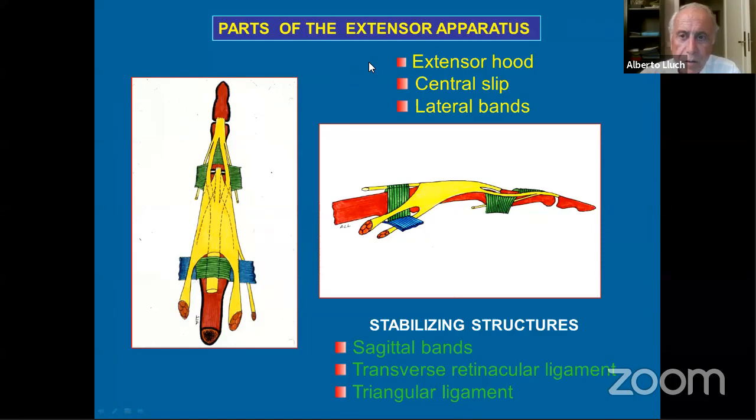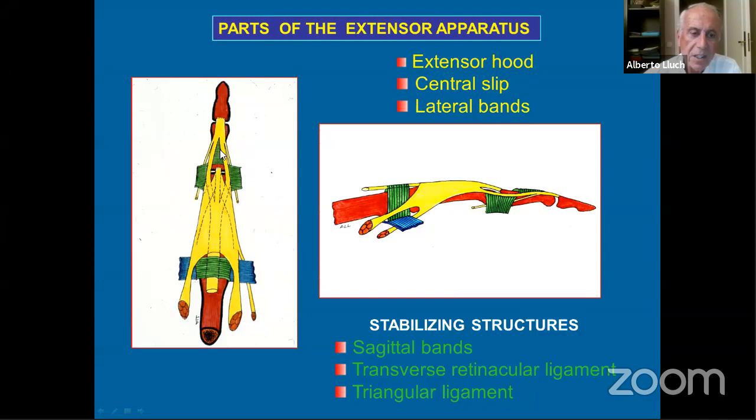So what are the parts of the extensor apparatus? One is the extensor hood in yellow, all this part right here that goes around the proximal phalanx. This is the hood of the extensor apparatus. Then we have the central slip, which is the direct continuation of the extensor tendon that inserts at the dorsum of the base of the middle phalanx. And then we have the lateral bands, one on each side. Here's the central slip, this is one lateral band, and here's the other lateral band.